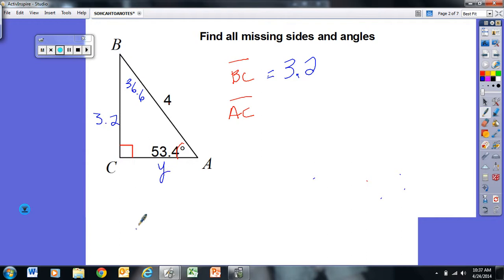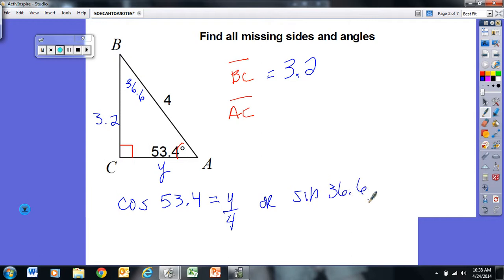I'll call it y. And I can either use cosine of 53.4 equals y over 4, adjacent over hypotenuse, or I could say sine of 36.6 equals y over 4, because again, sine of this angle is opposite over hypotenuse. And notice, cosine has a number with it, sine has a number with it.